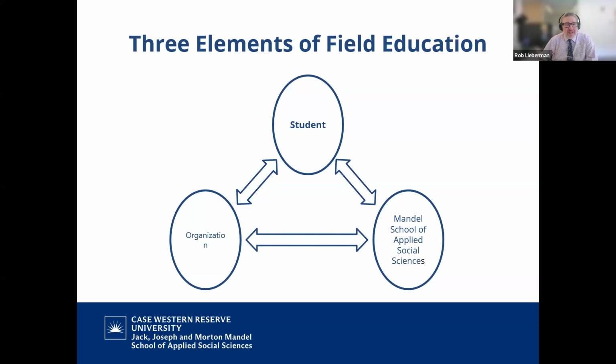And then to the right, you see that arrow goes to the Mandel School, where will be our field faculty advisors, our point of contact. So we're also involved in our job. As you can see, the arrows going to the student and the organization is to support both of you. So to help the student, help support the organization in that learning. So we are working together to make this the most valuable experience for the student.